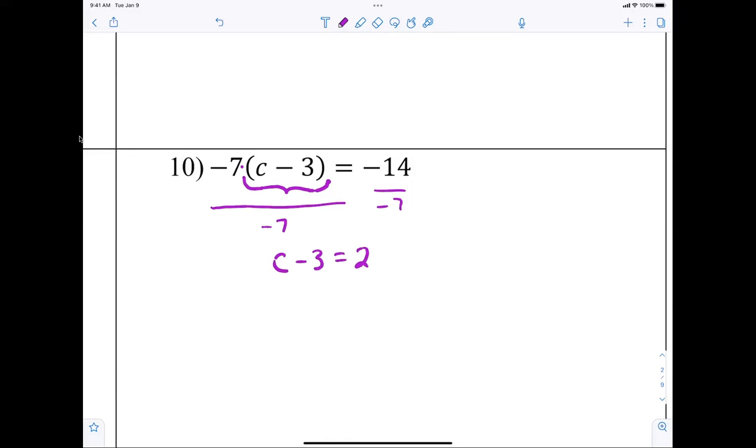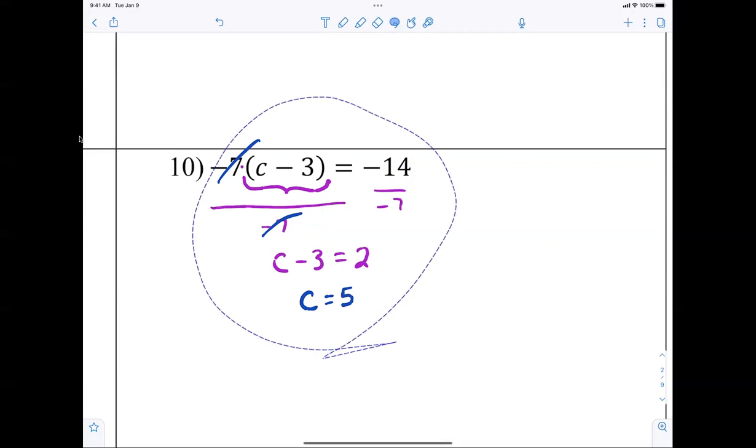Now why do I do that? It's because now I can just automatically get rid of this and the problem's much easier. Now, how do I get rid of a -3? Add 3. So C is equal to 5. Anybody have any questions with that? Okay, so I'm proud of you for that, buddy. Good job.